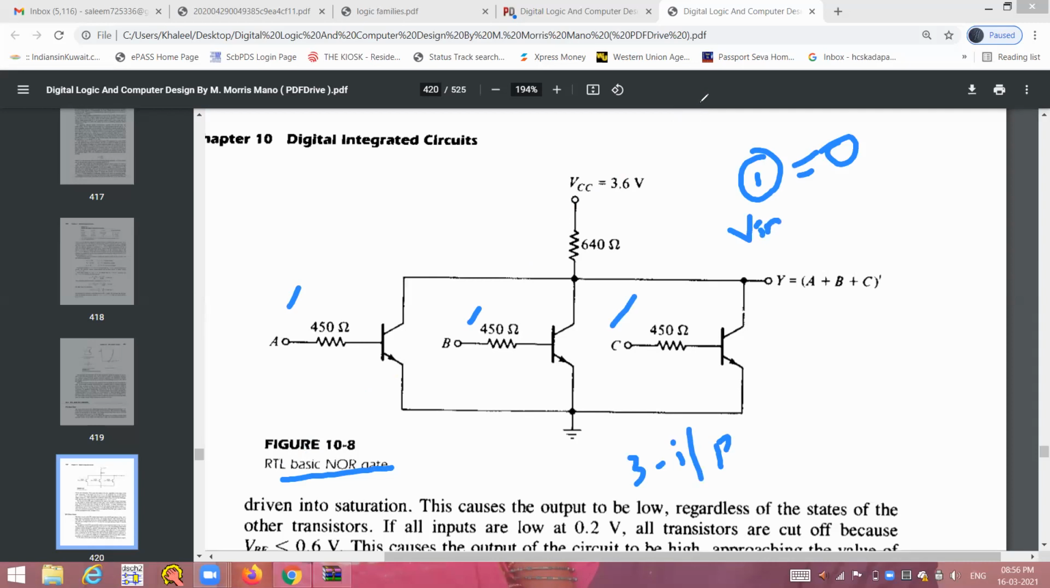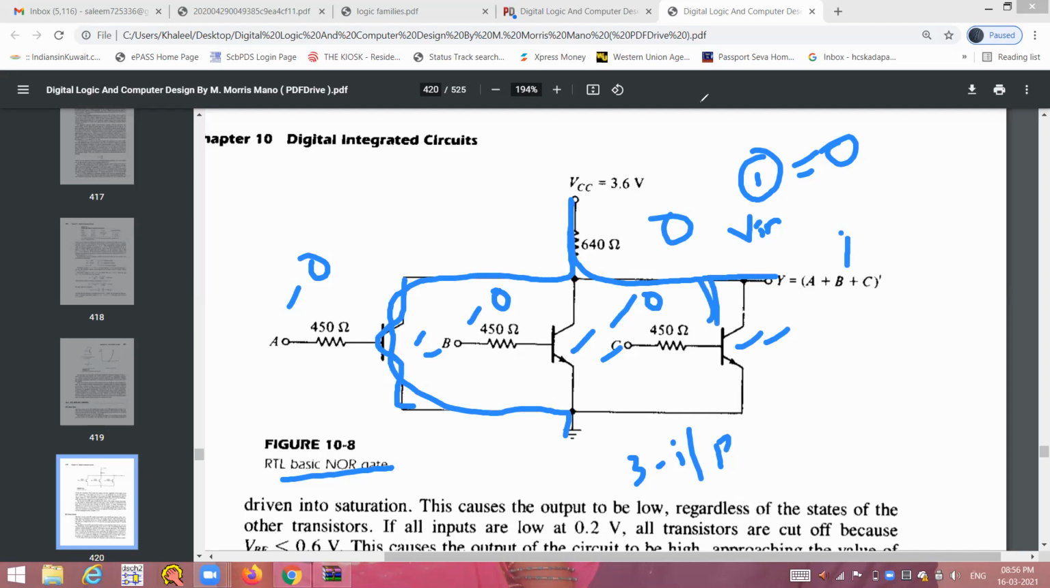Now if one of the inputs is 1, since all three transistors are connected in parallel, that means either this transistor will allow the current to flow, then it reaches ground, and the output will be 0. In this way it works as a NOR gate. If the input is 0 in all the transistors, that means all 3 transistors will be in cutoff, therefore the output won't have any chance to go down. Therefore the output will be 1. Is it clear? In this way you can connect the RTL basic NOR gate.